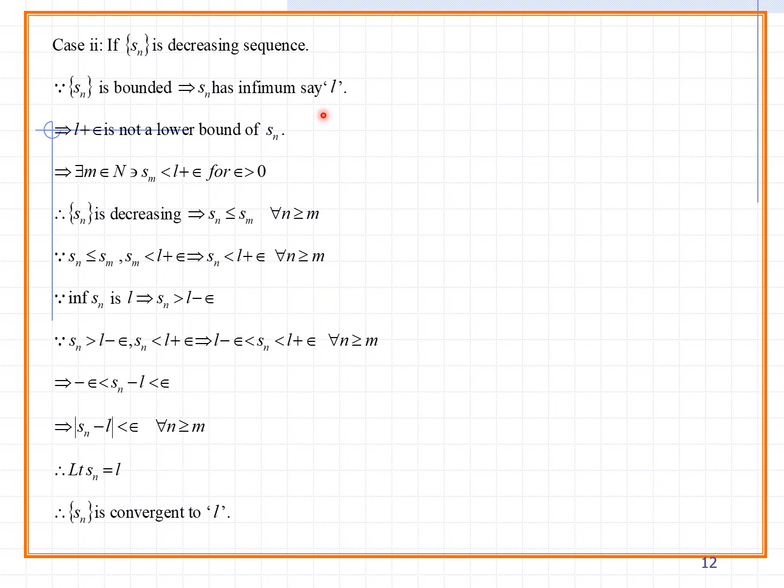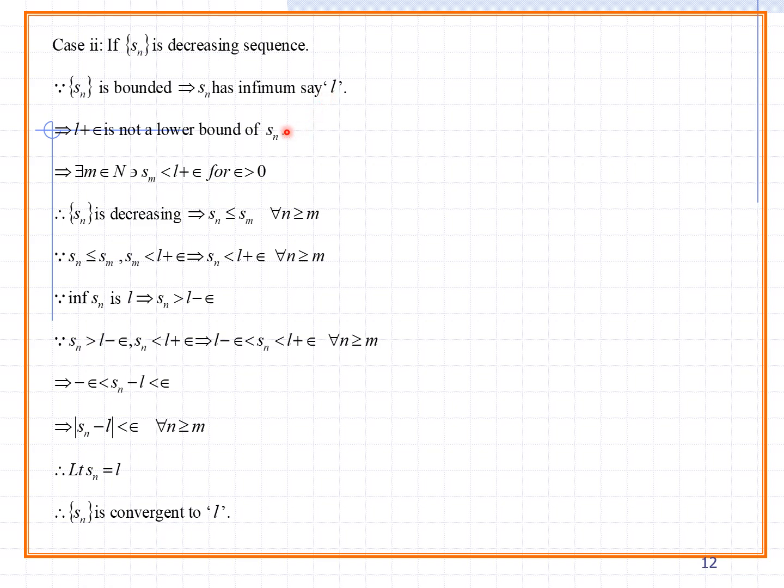Supremum means the least upper bound. Infimum means the greatest lower bound. You can observe that for a supremum or infimum, at a time you have only a single value. So Sn has an infimum, say L. Here L plus epsilon is not a lower bound. L is the greatest lower bound.